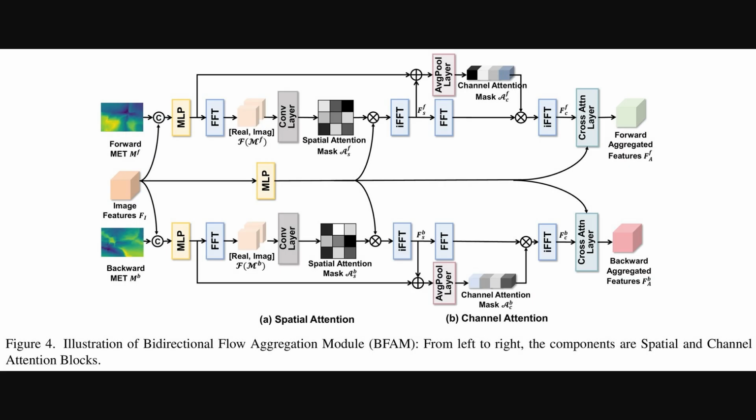Following the overall BRENet structure, this figure details its Bidirectional Flow Aggregation Module, or BFAM. It processes the forward and backward motion-enhanced event tensors and the image features. Notice the use of fast Fourier transforms to analyze these inputs based on their frequencies. Then, Part A shows spatial attention, which is a mechanism that helps the system focus on the most relevant areas in the scene. Part B shows channel attention, which then helps select the most informative types of features. Finally, inverse fast Fourier transforms convert the data back, producing refined aggregated features.